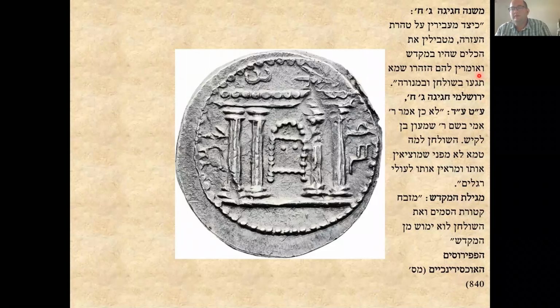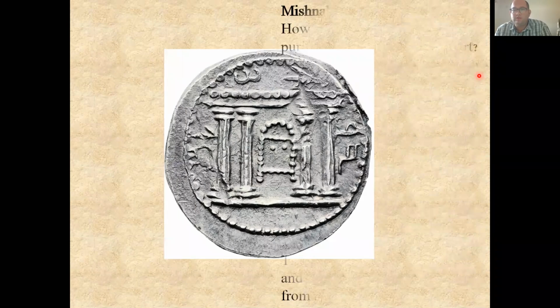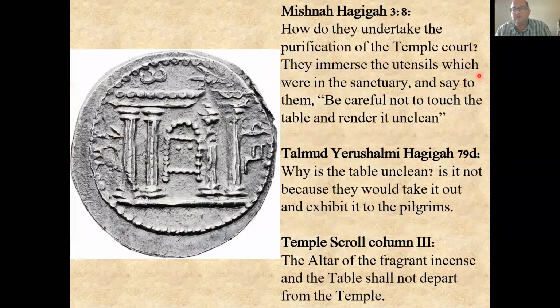It's a little bit of an enigmatic Mishnah, but the understanding is that that's a quote of what the priests would say to the pilgrims when they visited the temple. They would tell them, be careful not to touch the table and render it unclean. So that hints that they would present the table and other vessels to the pilgrims during the festivals.